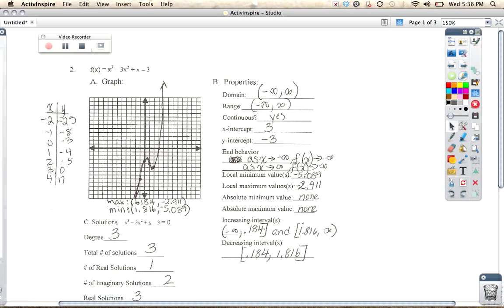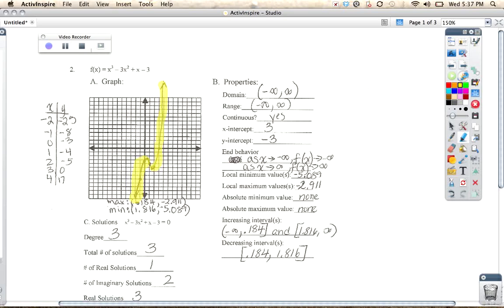Your increasing intervals go from here, which is -infinity, up to the vertex here. Let me make that a little smaller. And then from here all the way up to +infinity. So those are your two intervals, and again you want to use the x value of the max and min because you increase from left to right, which is the x-axis, so you use the x value.